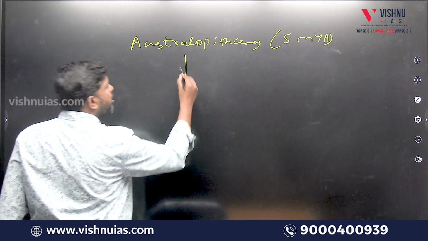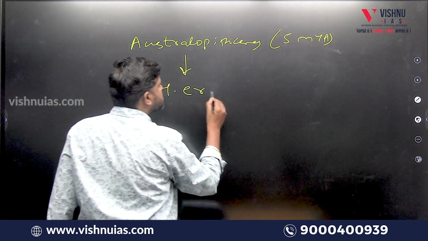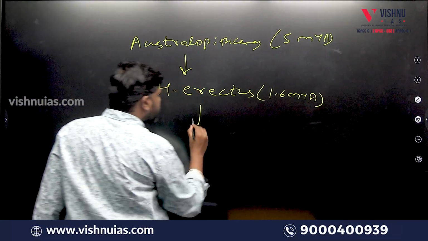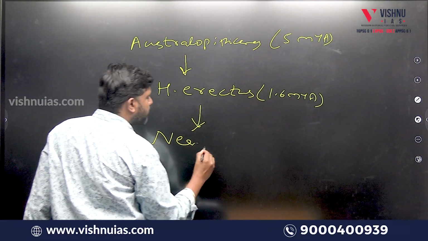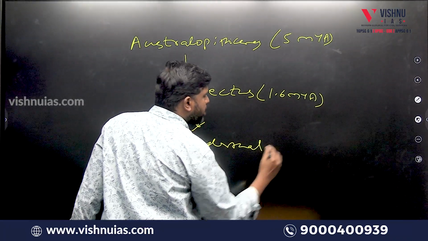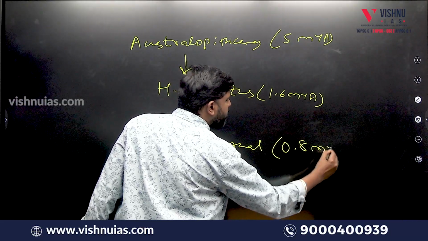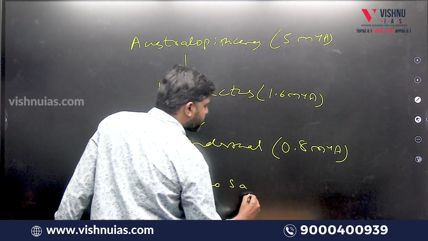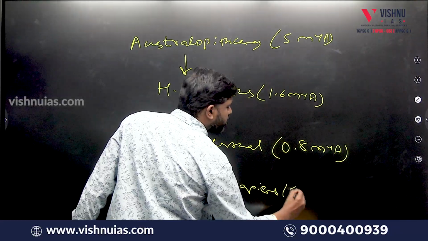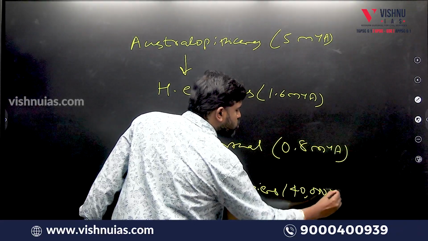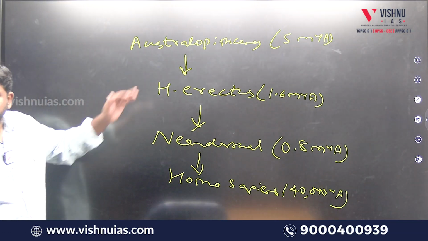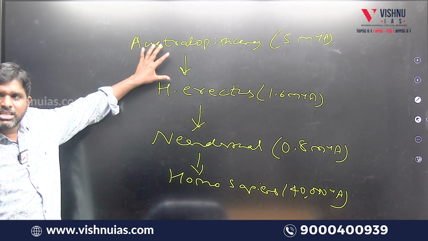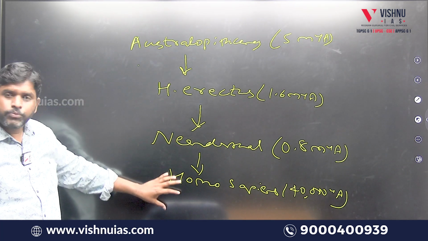The next man who evolved is Homo erectus, 1.6 million years ago. The next is Neanderthal, 0.8 million years ago. And next is Homo sapiens, 40,000 years ago. So what happened here? The early man is bulkier. As he comes down, the bulk reduces: Homo erectus, Neanderthal, and finally Homo sapiens.